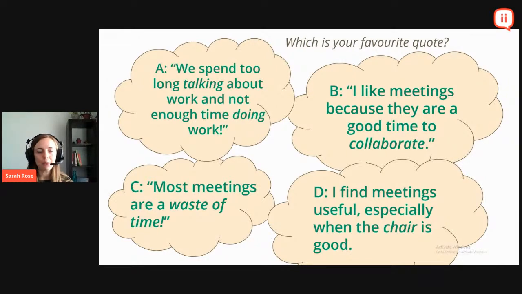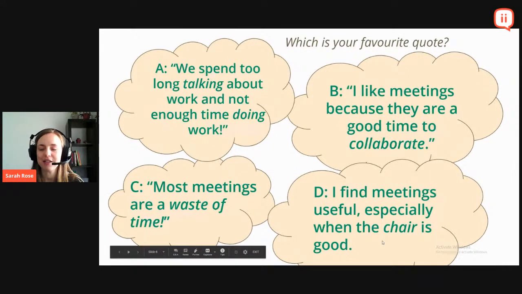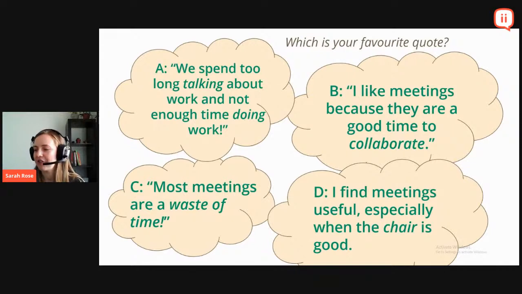But a bad chair will let one person talk for a long time and then lose track of time and it's too late and we don't get to do everything on the agenda. So it's good to have a good chair. This is a person, the chair of the meeting. Let's have a look. Okay. Luca likes C, very similar to what you already said, Luca. Gratia says A. Okay. C, and A. So we have a lot of people who do not like meetings or think they're that helpful.